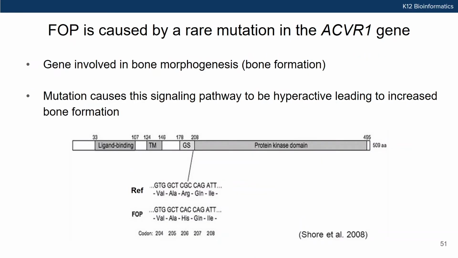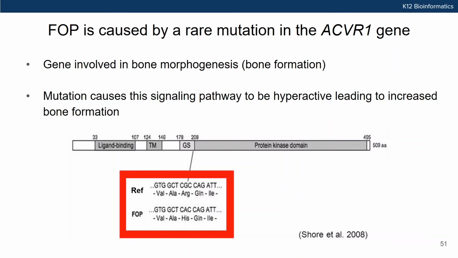When looking at genes involved in bone formation and growth, we notice a single base pair change in a gene called ACVR1. This gene functions in a process known as bone morphogenesis, or in much simpler terms, bone formation.